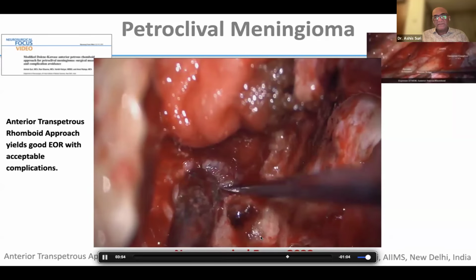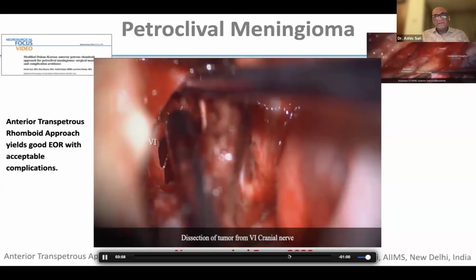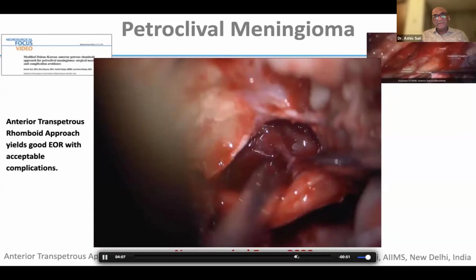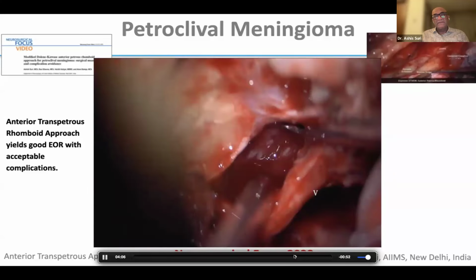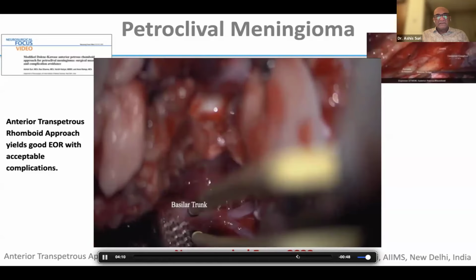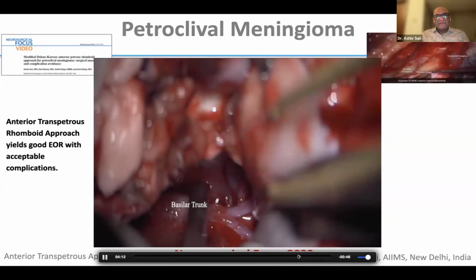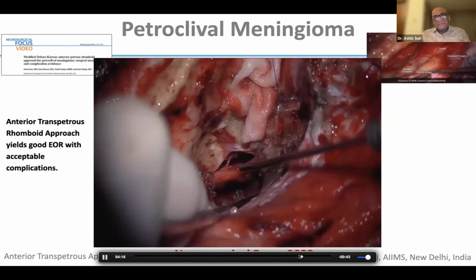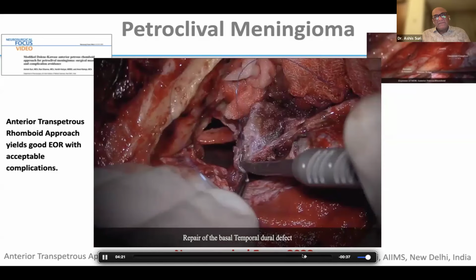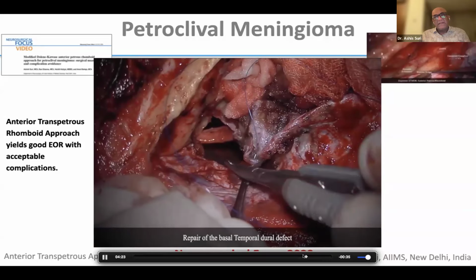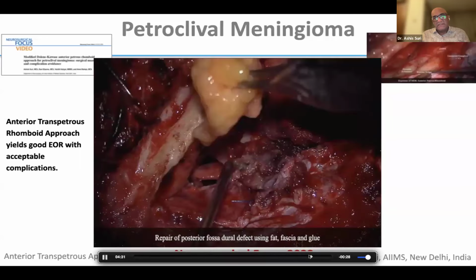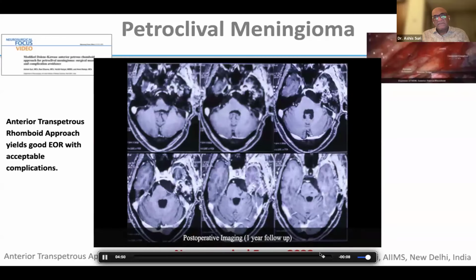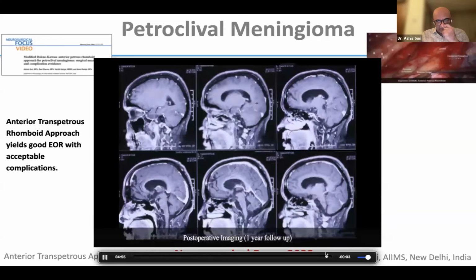That's the area of the meatus. Dissection over the 6th nerve. The 6th nerve is always hidden where the tumor is coming from the clivus. That is the 5th. That's the basilar trunk. All perforators must be preserved. Always use indocyanine green. Then your dura can be primarily closed till the temporal base and the superior petrosal sinus, and then some fat and fascia, and that is the postoperative scan with no tumor.